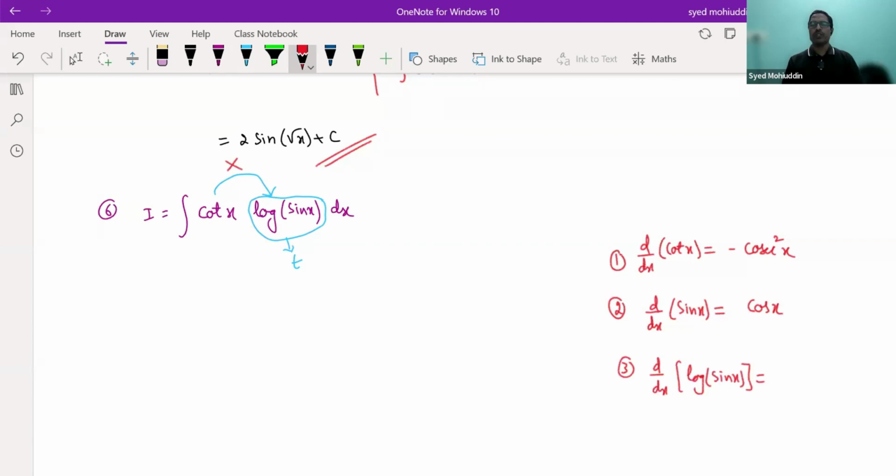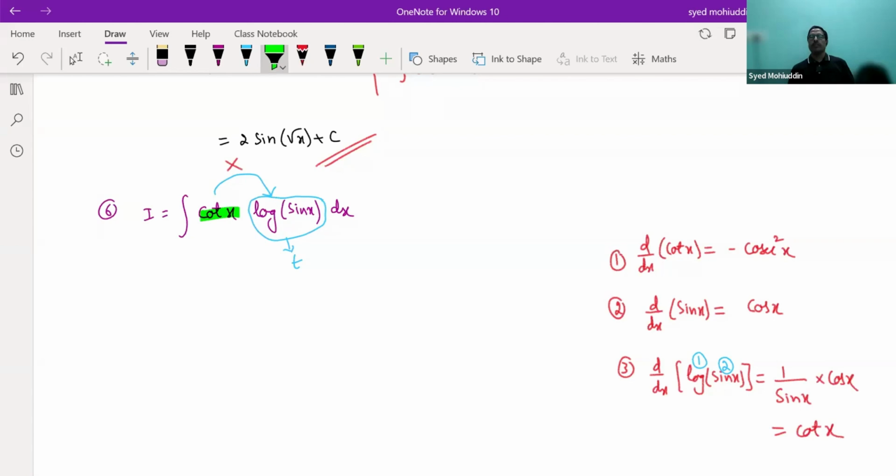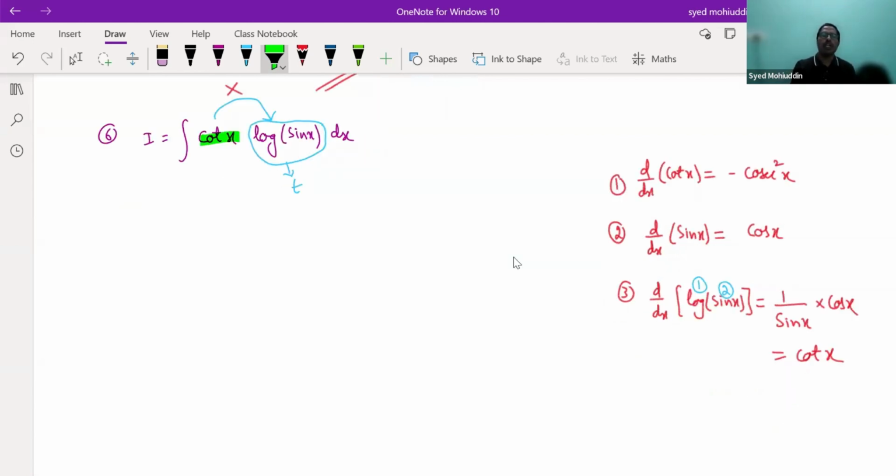Differentiation of log first, because always you have to go from the outermost to the innermost, right? First log differentiation will give you 1 by sine, and differentiation of sine will give you cos. So cos by sine will give you cot. So you are having cot here. Therefore, the entire log of sin x will become t, right? It's not that we simply take it, but you have to first judge what are the possibilities and which value has to be taken as t. Once you have decided, then let us go ahead and solve it.